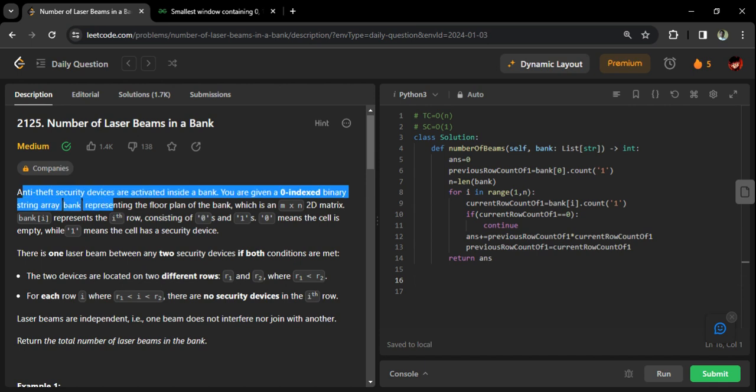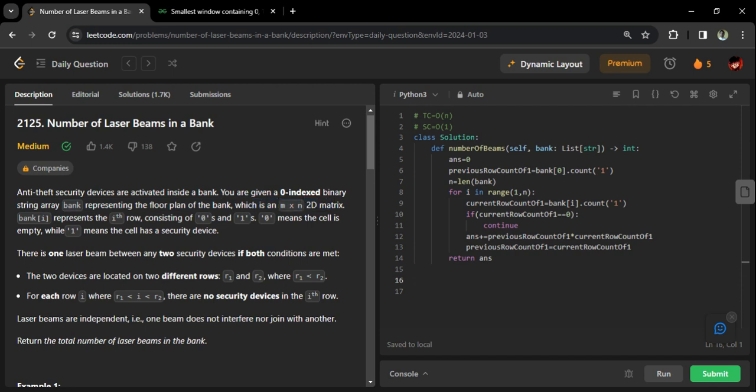So anti-theft security devices are activated inside a bank. Obviously we are talking of banks, so we are also talking about security and anti-theft and all those things, right? You are given a zero-indexed binary string array called bank, representing the floor plan of a bank, which is an m into n 2D matrix.